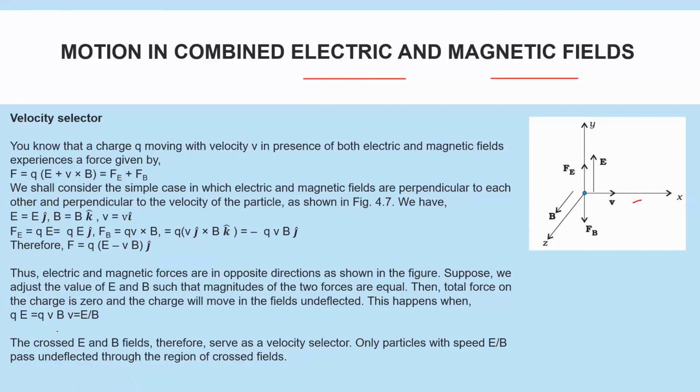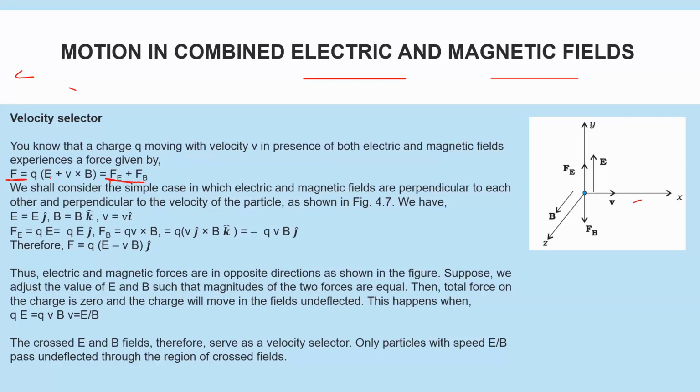Why do we need a velocity selector? Why are we bothered about velocity? Because, as we have seen, magnetic force is usually experienced only by moving charges or current carrying conductors. Now we are saying that a charge q is moving with a velocity v in the presence of both electric and magnetic fields. As we saw in the last class, the equivalent force experienced by the charge would be the vector sum of the electric force as well as the magnetic force.